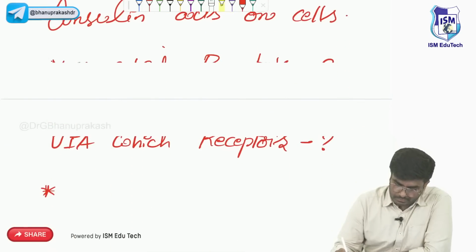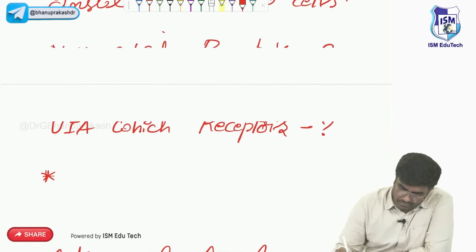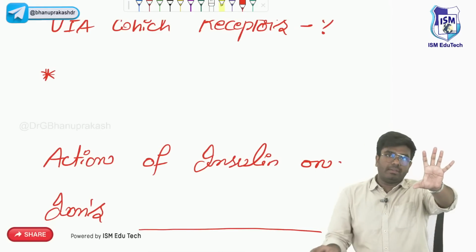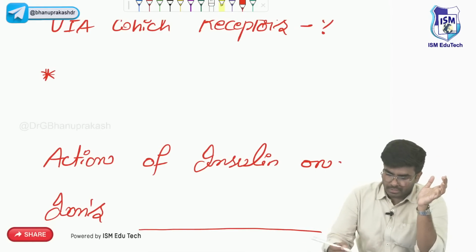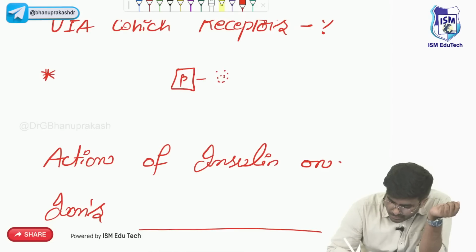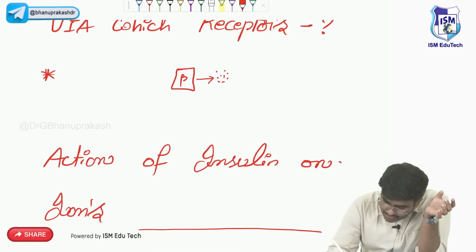Now insulin, it acts on which cells? Via which receptors? Let me show you. These are the insulin molecules. Insulin molecules are coming from the beta cell. This is the beta cell, which is releasing the insulin. Now where will this insulin come and work? This insulin will come and work on the skeletal muscles.